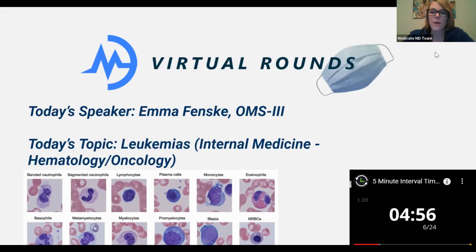Today we're going to talk about leukemias. This obviously is in the realm of internal medicine, but it's a hematology oncology kind of topic. So we're going to go through that. We're going to keep it simple, much like we did for the first session that we had for GI bleeds. I'm not trying to overwhelm you guys with information, really just trying to enhance your knowledge at the level that you're at.